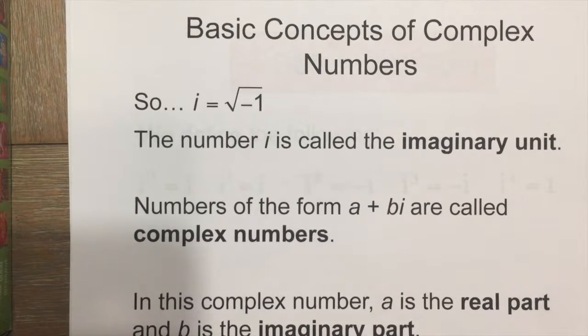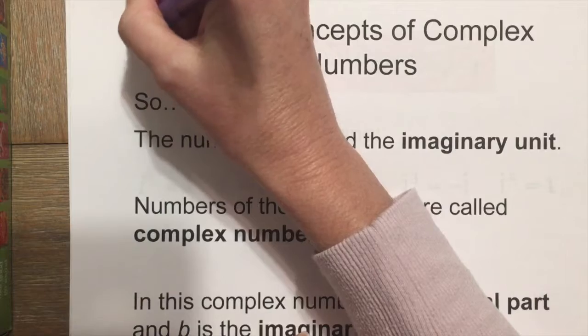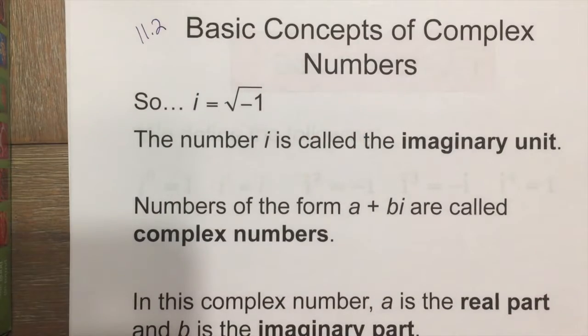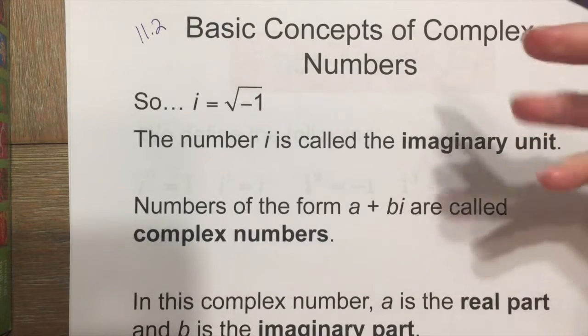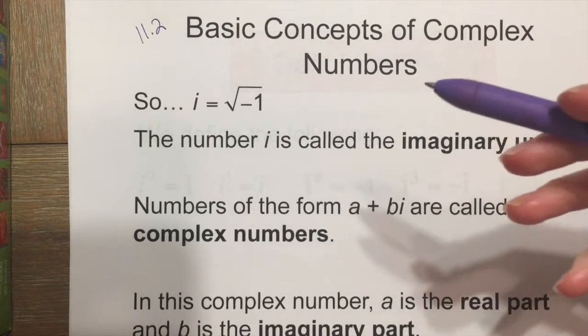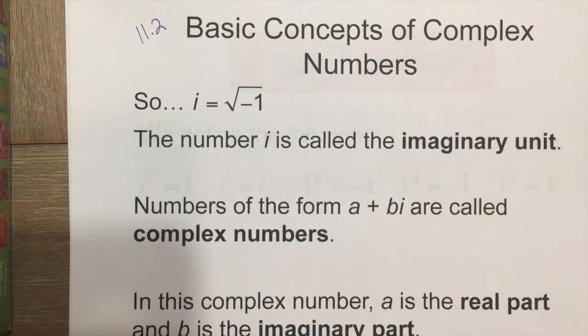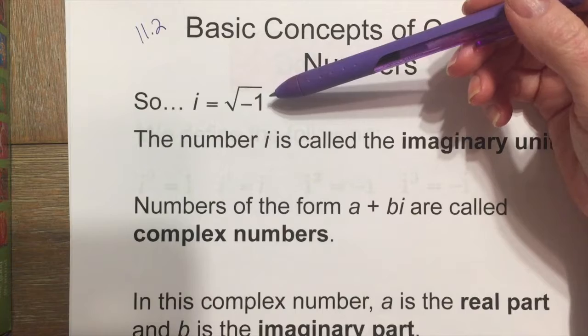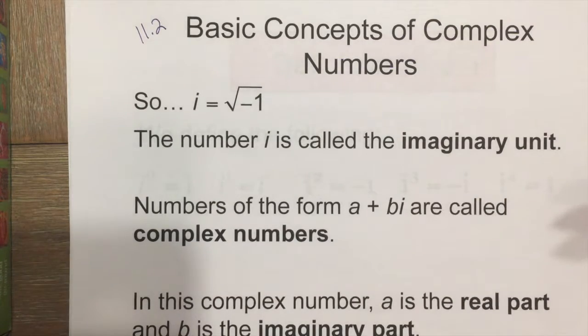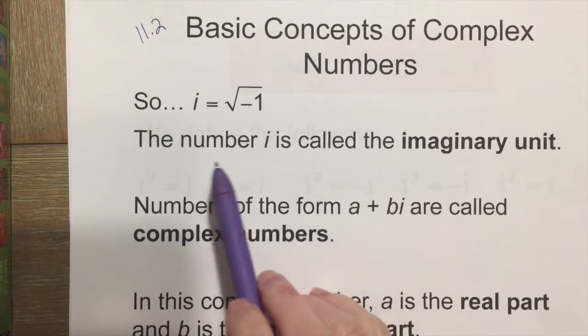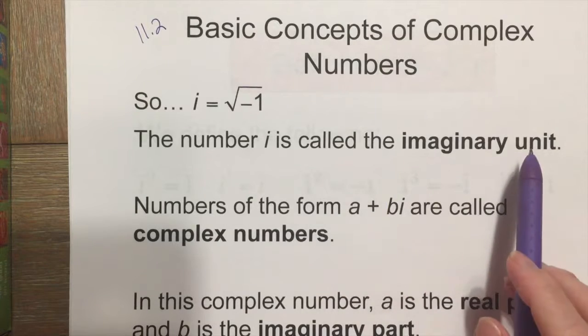Hello. We're going to be talking about section 11.2 today, complex numbers. So first of all, in order to talk about a complex number, I need to introduce the idea of an imaginary number. An imaginary number is a number that includes i. And we're going to define i to be equal to the square root of -1, which I'll be talking about a little bit later. So the number i is called an imaginary unit.